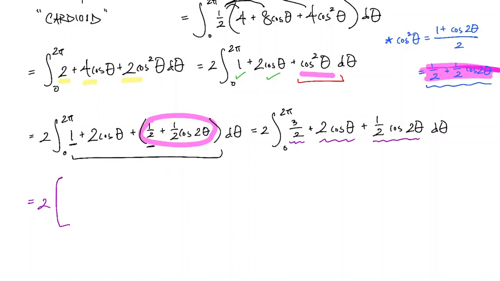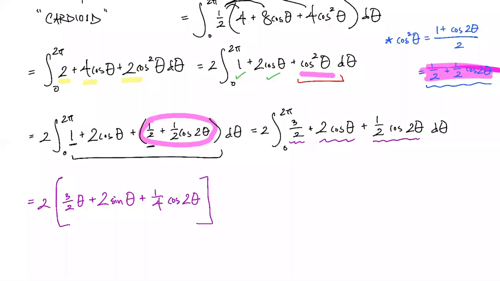So the integral of 3/2 is going to be 3/2 theta. And that's something you folks will know by late March, early April next year. Plus the integral of 2 cosine theta is going to be 2 sine theta. Plus the integral of 1/2 cosine 2 theta is actually 1/4 sine 2 theta.